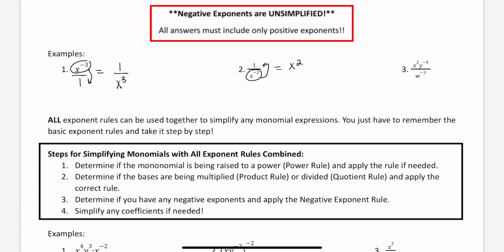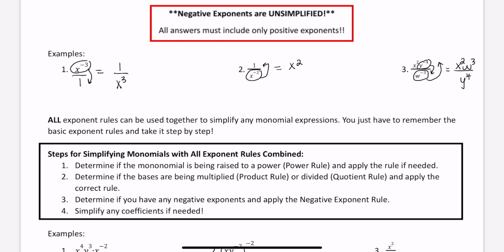Okay, in example 3, I have x squared y to the power of negative 4 over w to the power of negative 3. So in this case, I have two bases that are being raised to a negative exponent. I have y to the power of negative 4. That's in the numerator, so it's going to get moved to the denominator. And then I have w to the power of negative 3. That's in the denominator, so it's got to get moved to the numerator. Now, x doesn't have a negative exponent, so I'm not going to move it. It's just going to stay where it is. So this is going to be rewritten as x to the power of 2, w to the power of positive 3 over y to the power of positive 4. So all I did was move the bases that have negative exponents, and then they become positive once they're moved.